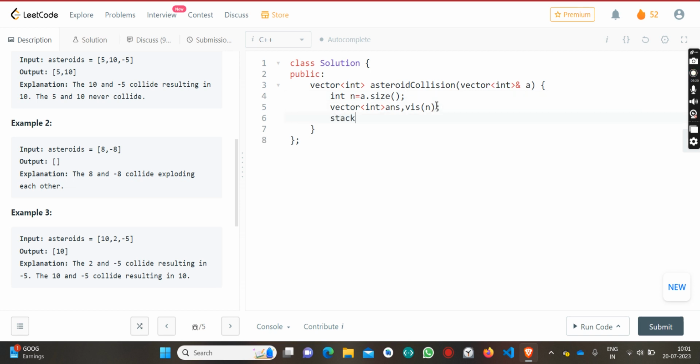Now I will take a stack data structure in which I will store the indices of the negative asteroids, which means those moving to the left. Now I will start from the right, not n minus 2, it should be n minus 1. i should be greater than or equal to 0, i minus minus. Now if a[i] is less than 0, meaning it is moving to the left, then I don't have to do anything. I just have to push it into the stack.